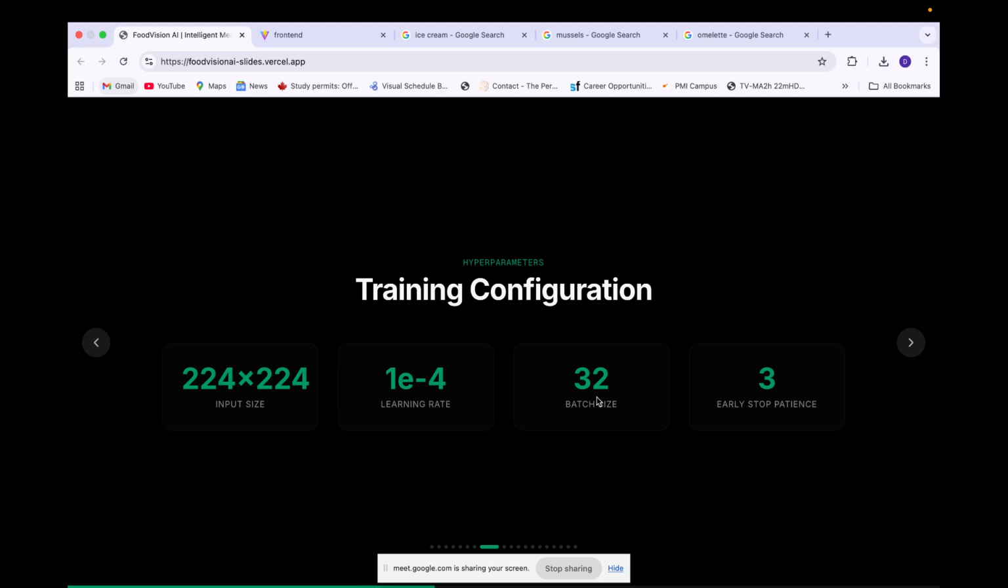Batch size is 32, so at the moment the model only takes 32 images to train, and early stop patience is 3, which means that if validation accuracy doesn't increase for 3 epochs, we stop the training.